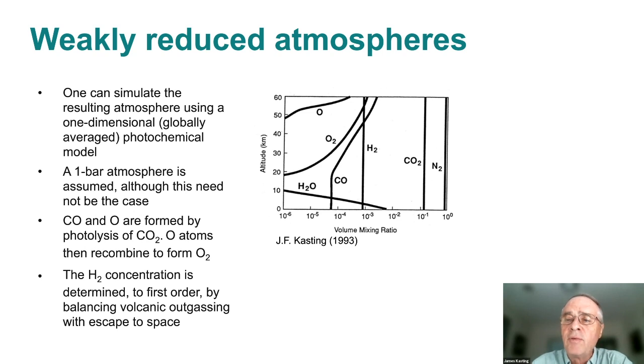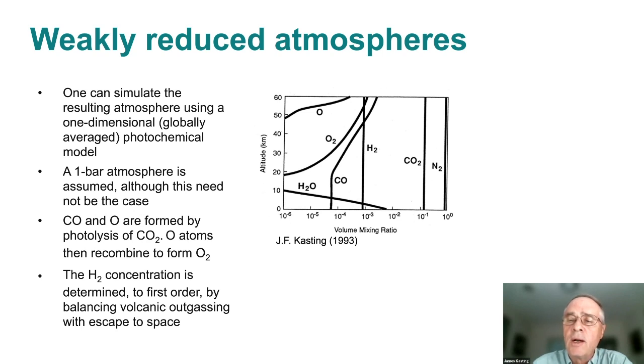There's a little bit of H2, molecular hydrogen, in this model. That is basically calculated by balancing outgassing of H2 and other reduced gases against escape of hydrogen to space. And this was shown by Jim Walker many years ago. And then notice also that there's O2 up at high altitudes in this atmosphere that is produced by photolysis of CO2, making CO and O, and then the O atoms recombine to form O2.